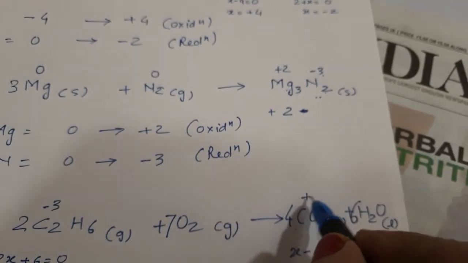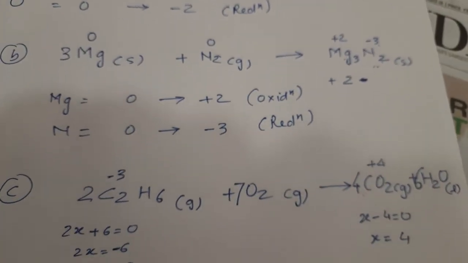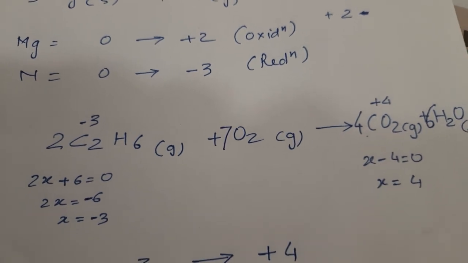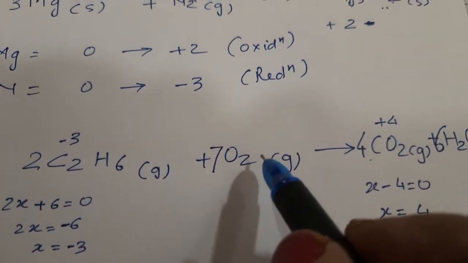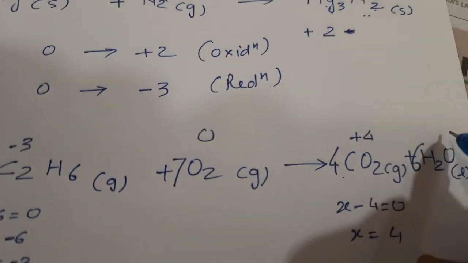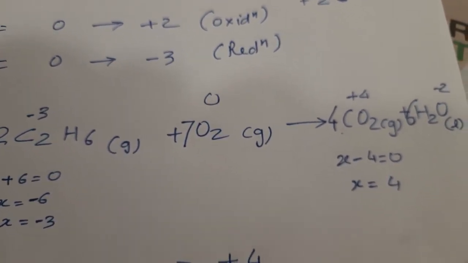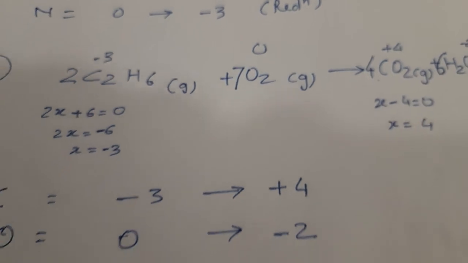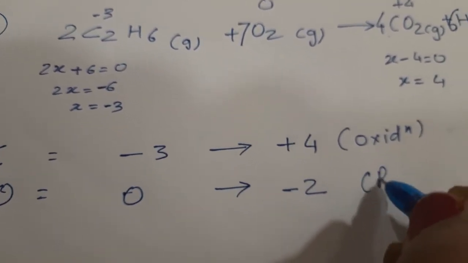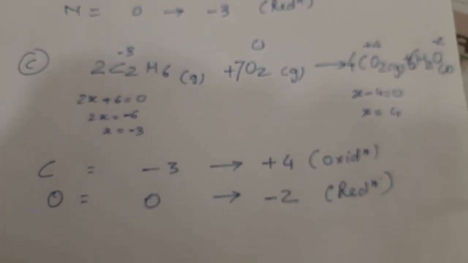In CO2, just like the previous reaction where 4 came, the oxidation state of carbon will also be 4 here. So carbon goes from -3 to plus 4, the oxidation state changed. Oxygen is in the elemental state, so it is 0, and in H2O it is -2. So oxygen is 0 to -2. In this way we find that here is oxidation and here is reduction. So this is a combination type of redox reaction. In this way you can make out.